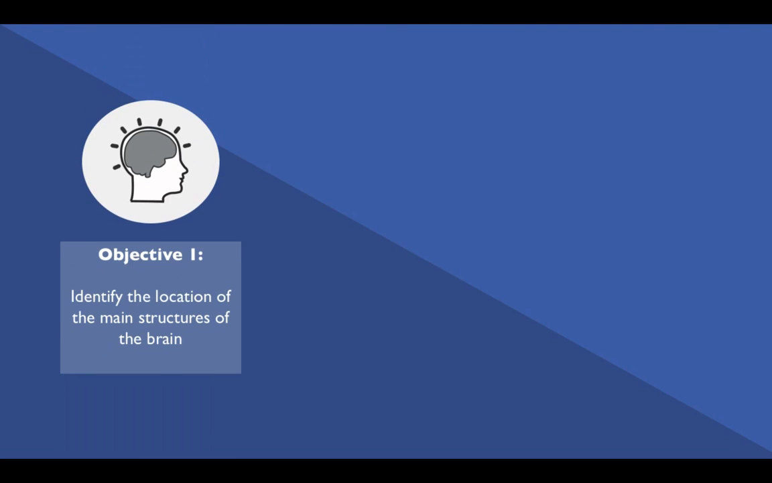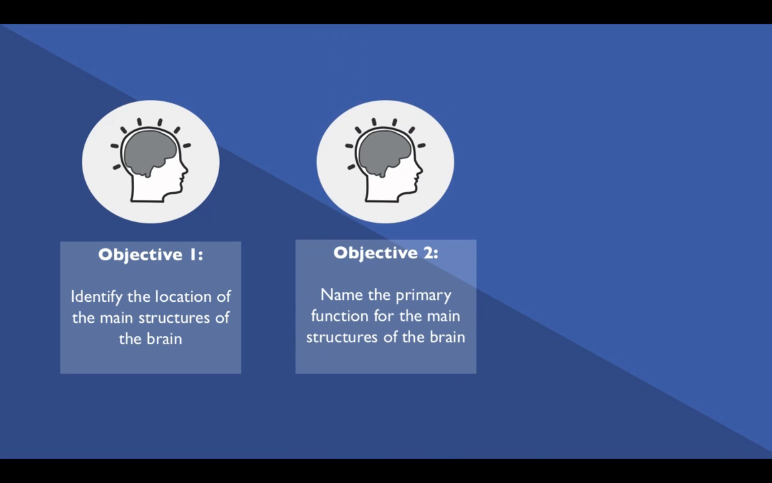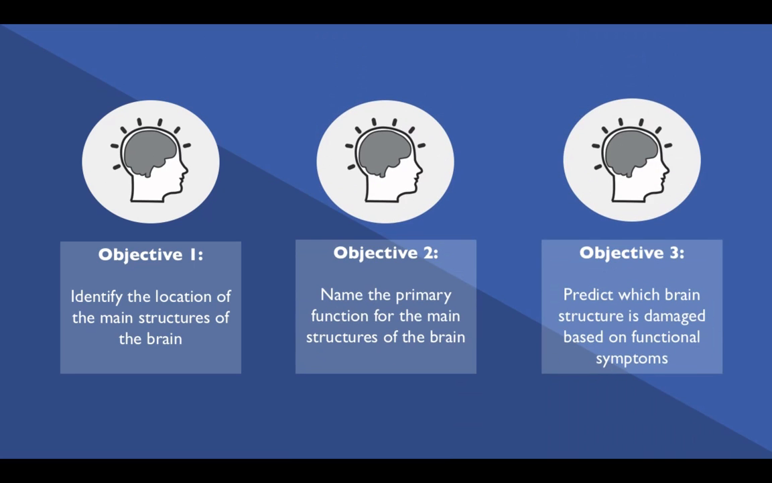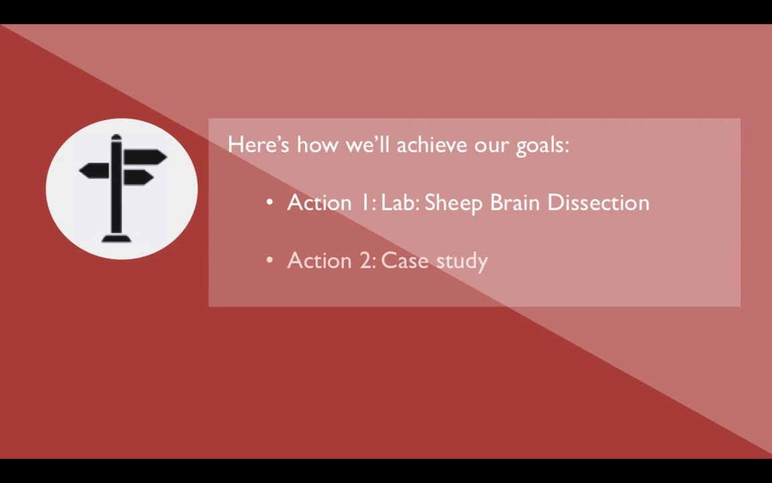At the end of this lesson, students should be able to identify the location of the main structures of the brain, name the primary function for the main structures of the brain, and predict which structure is damaged based on functional symptoms. We'll achieve our goals by first having a sheep brain dissection and then analyzing a case study.